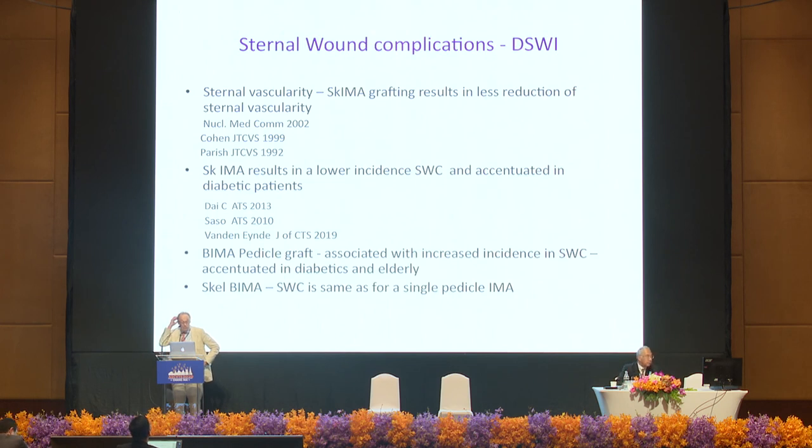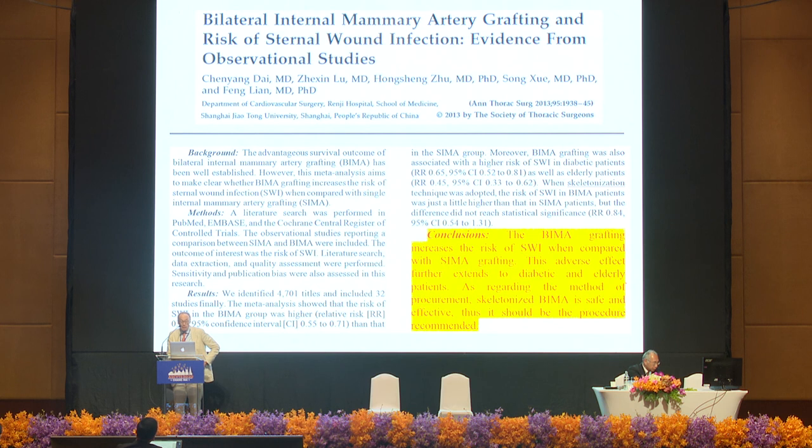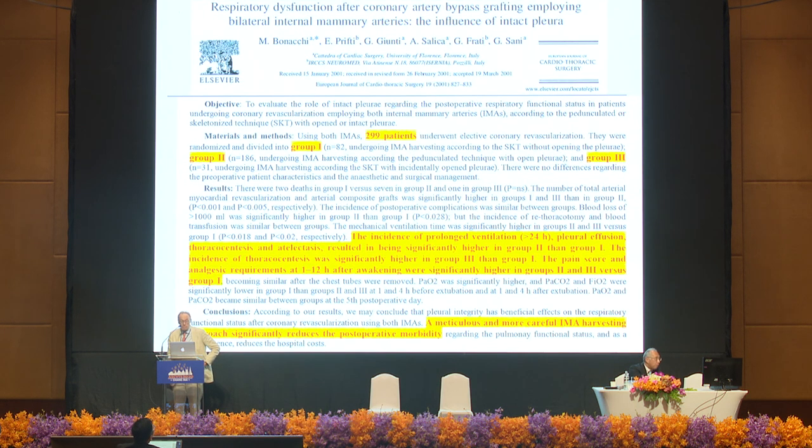So some of the evidence there, sternal vascularity: it's been demonstrated quite clearly that skeletonizing the IMA results in less reduction or less interference to the sternal vascularity. There's also a low incidence of sternal wound complications, and that's accentuated in diabetic patients and the elderly. And certainly we know that bilateral pedicled internal mammary artery grafts are associated with a higher incidence of sternal wound infection, particularly in diabetics and the elderly, and this is reduced if you skeletonize both internal mammaries. And so there's evidence there too. This is a multi-study meta-analysis performed by Dye, which supported those statements I've just made.